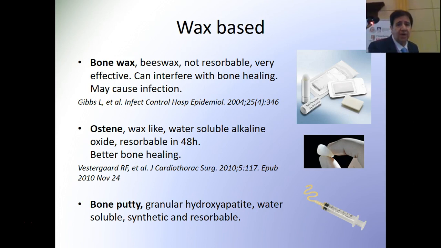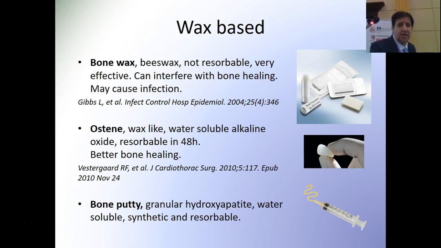So we do have, as I mentioned, two types. One is the beeswax itself, which is not resorbable, and because it is not resorbable, it can sometimes interfere with bone healing and may cause infection in that area. The other type is wax-like, water-soluble and resorbable, and that would give better bone healing, and the incidence of infection is not like the previous one.